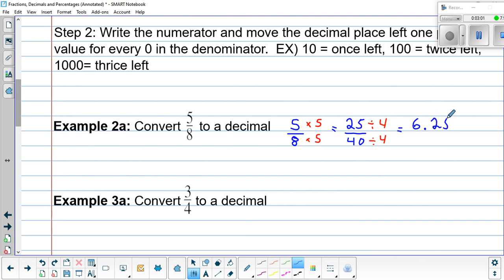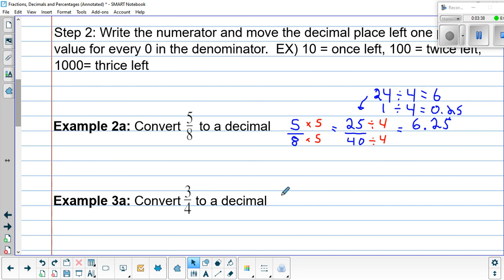So the way I did that was I looked at the next number that I could divide by 4. I saw that it was 24. Sorry, my pen's not working. 24, and then we're going to divide this by 4 equals 6. And then we have this 1 left over that we divide by 4, and that's equal to 0.25.